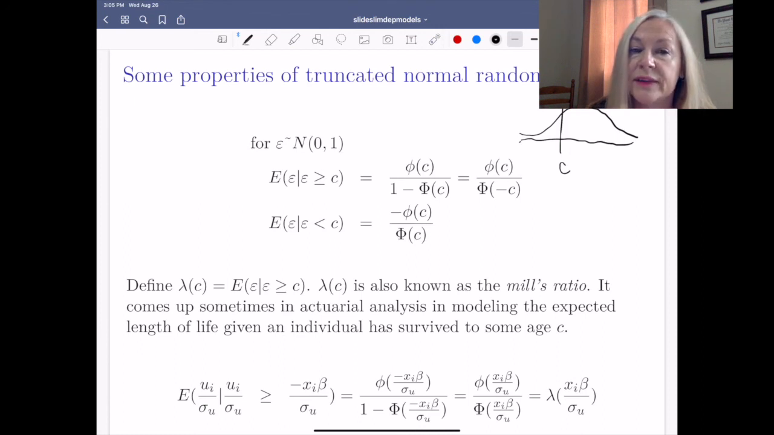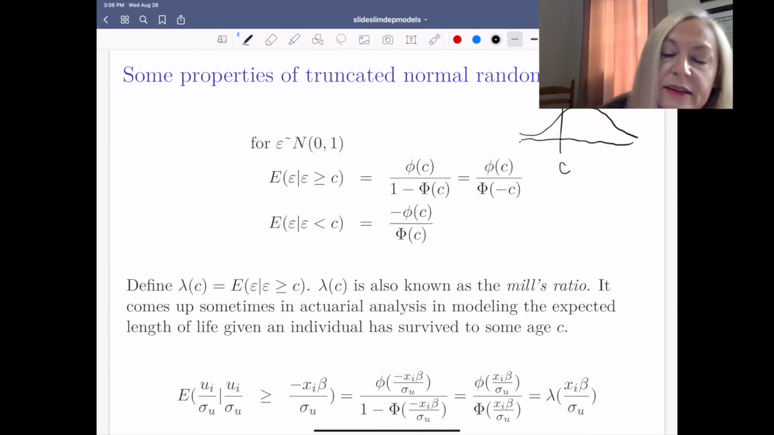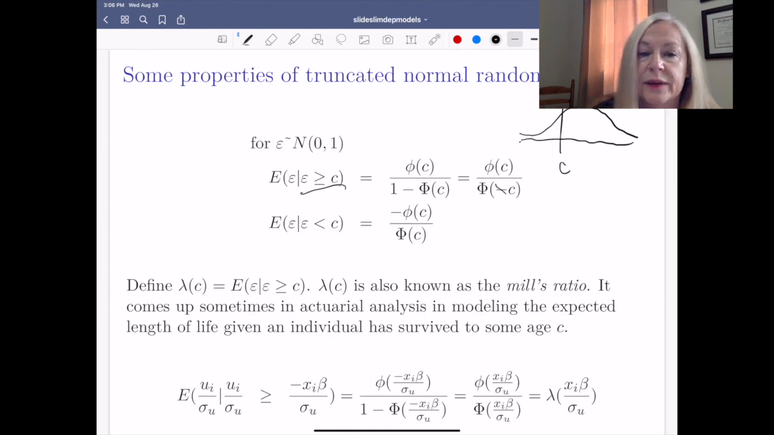I'll just give you these formulas, because I have some derivations somewhere, but it's a bit of work to derive these things. This is the formula for a truncated normal random variable. The numerator here is the density, and the denominator is the probability of this event, which is 1 minus cap phi, using the symmetry of the normal.